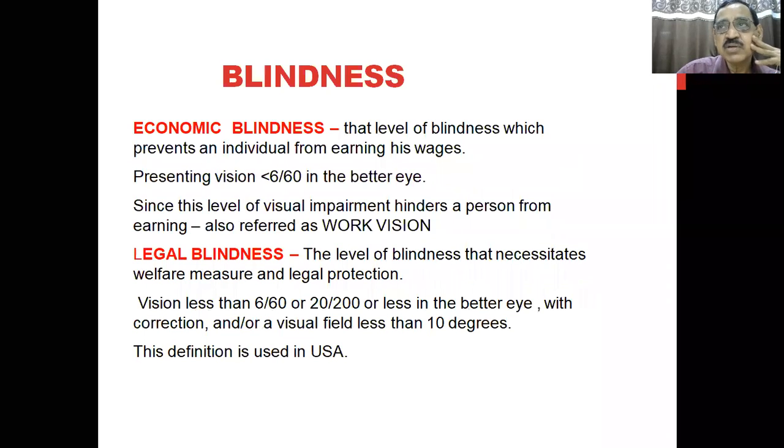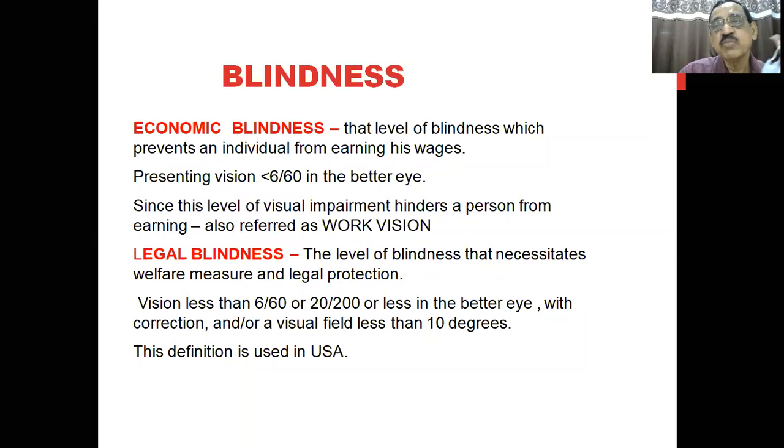Okay. So next we go on to the various definitions of blindness. Blindness literally means the loss of vision and the absence of perception of light and projection of rays also. But there are different types of definitions we have given. First one is economic blindness. Economic blindness is that level of blindness which prevents an individual from earning his daily bread and butter, or daily wages. So here the presenting vision is less than 6/60 in the better eye with the best possible correction.